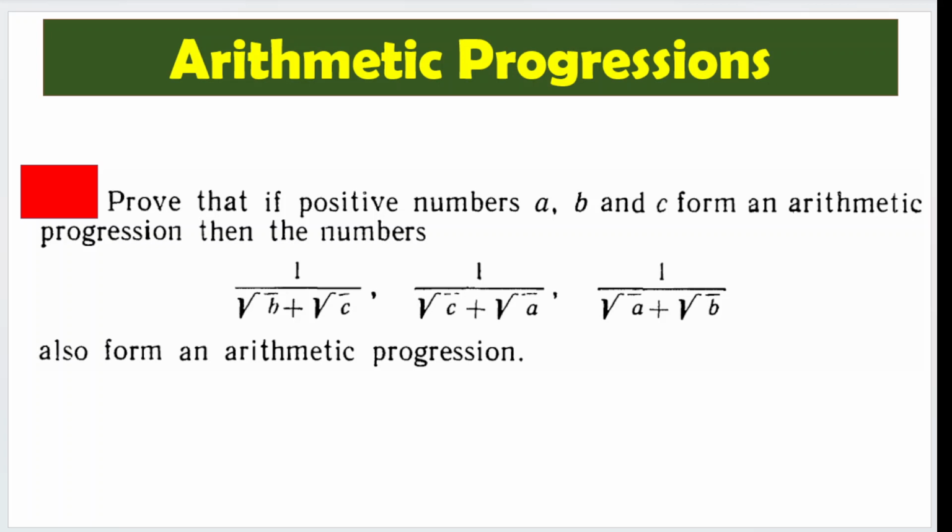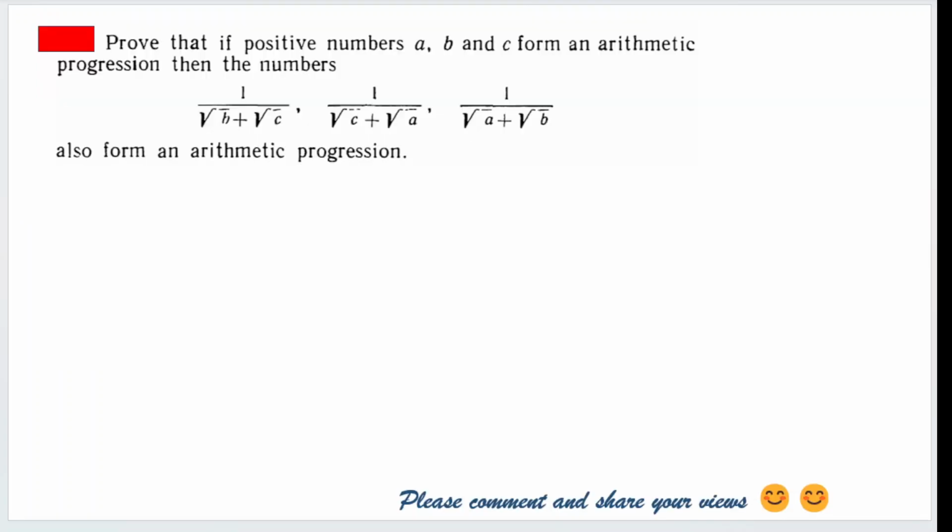Right. Here to prove that these three terms are also in arithmetic progression, we have to find the difference of the first and second, and second and third, and show that the difference is the same. For that, we should rationalize the denominators. If we rationalize the denominators, it will become a little easier. Right? Let's see how to do this.